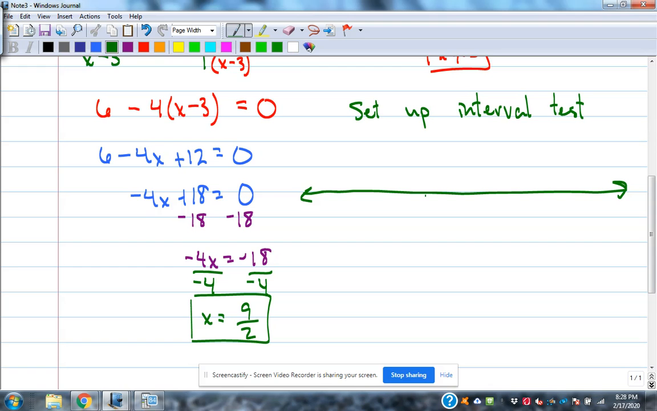Which one's bigger? 3 or 9 over 2? 9 over 2. So I'm going to put 3 right here and 9 over 2 right here. I don't care if your number line is lined out equally spaced or anything like that, but it just needs to be in order, smallest to biggest, okay? Because you can get easily confused if you don't put it in the right order as far as writing your solutions to this. Now, can the answer ever be 3?